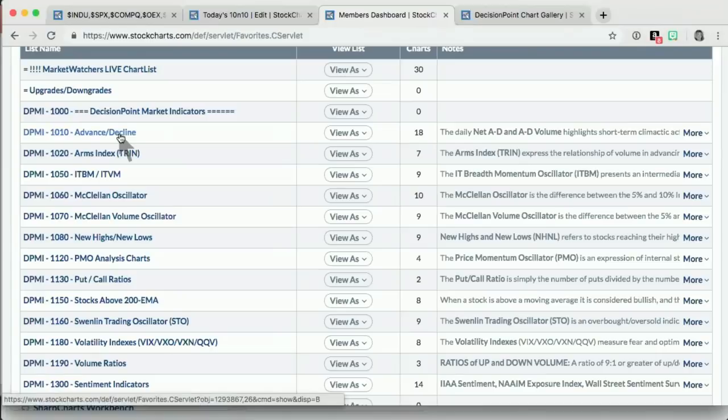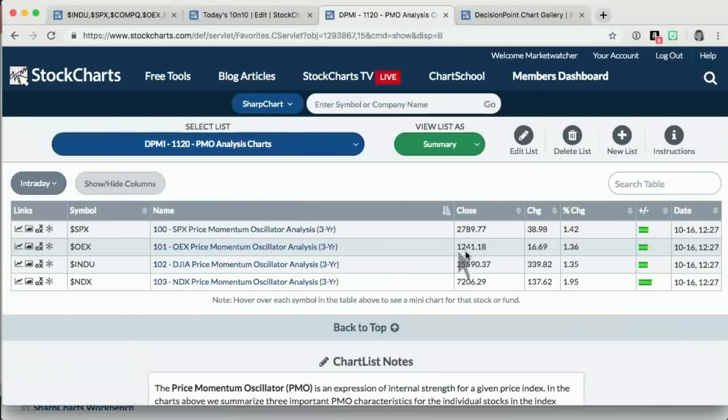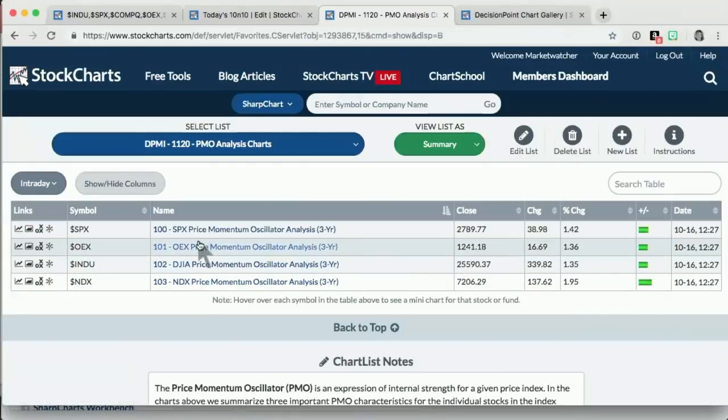So let's go ahead and just start looking at a few of these. I'm going to start with our PMO analysis charts. I'm going to do the ones that I think are the most important. So if we run out of time, we'll run out of time on the ones I don't think are as important. All right, so what you're going to find with most of our chart lists is that when you go into them, you have not only the S&P, but you also get the other indexes that we cover for that particular indicator.